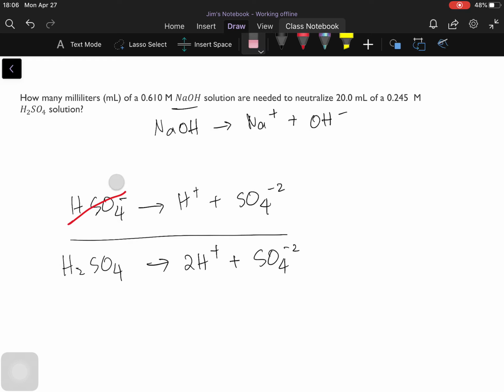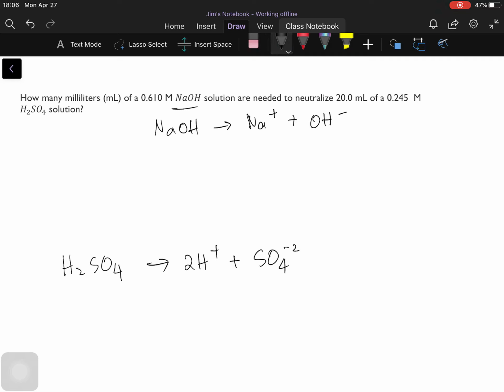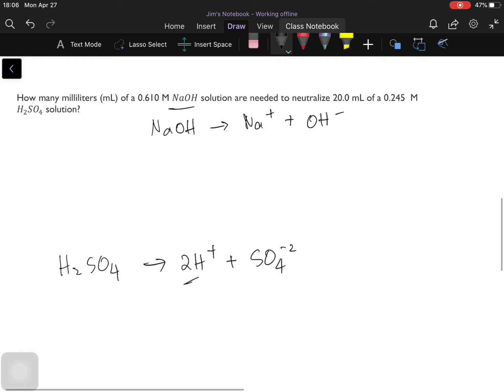What do we have to take note of here? In order for the reaction to be completed, if we have 2 moles of hydronium ion, that should react with exactly an equal number of moles of hydroxide ions. So if we have 2 moles of this one, we should have 2 moles of this one. That means we are going to multiply the equation for sodium hydroxide by a factor of 2: 2 sodium hydroxide, 2 sodium ion, and 2 hydroxide ion.